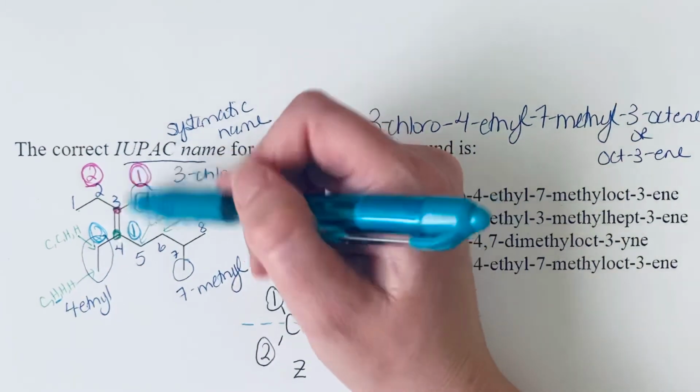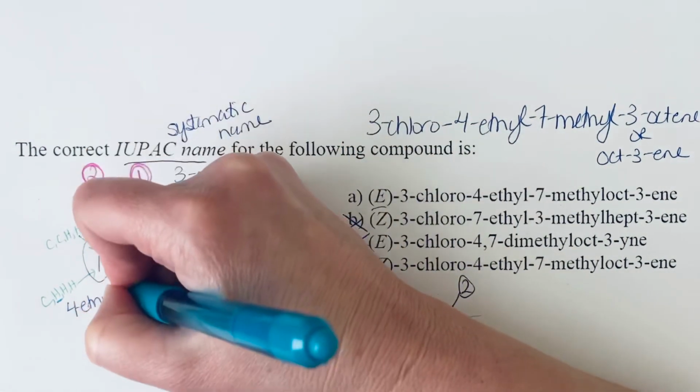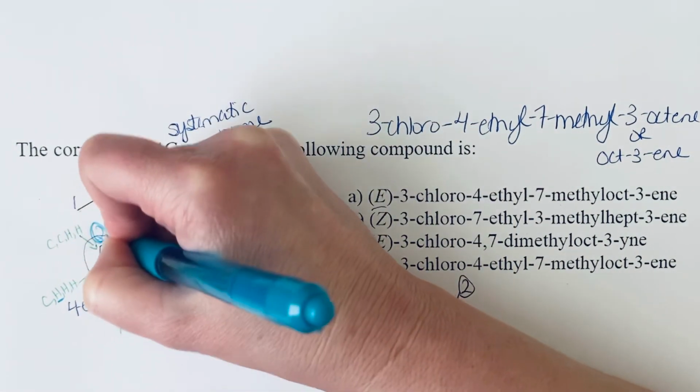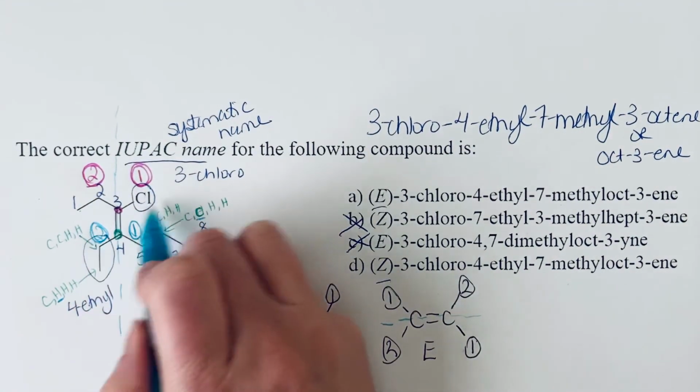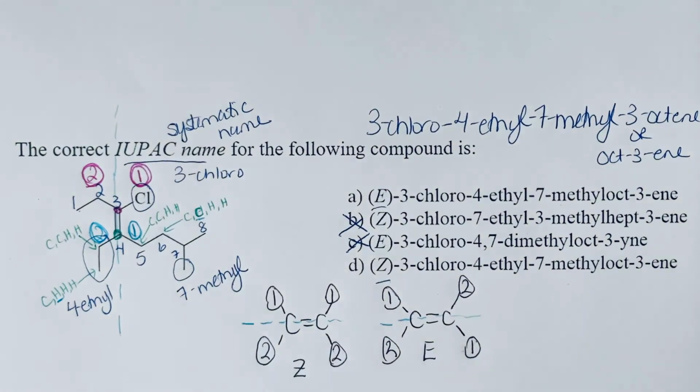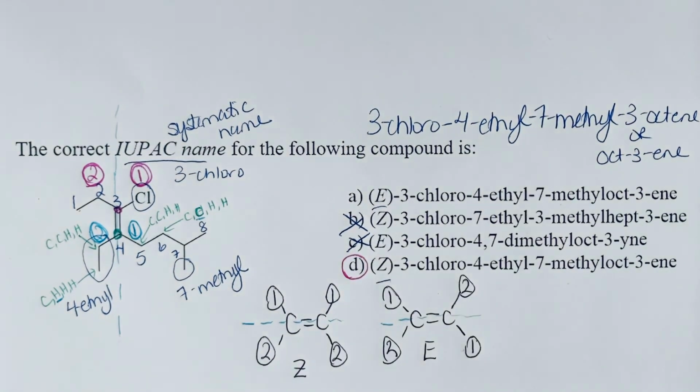So our alkene here is vertical, so we need to make sure when we're comparing sides that we're cutting it through the center of that alkene. So we've got priority 2 on the same side, priority 1 on the same side. This is a Z alkene. So that means that D here is our correct answer.